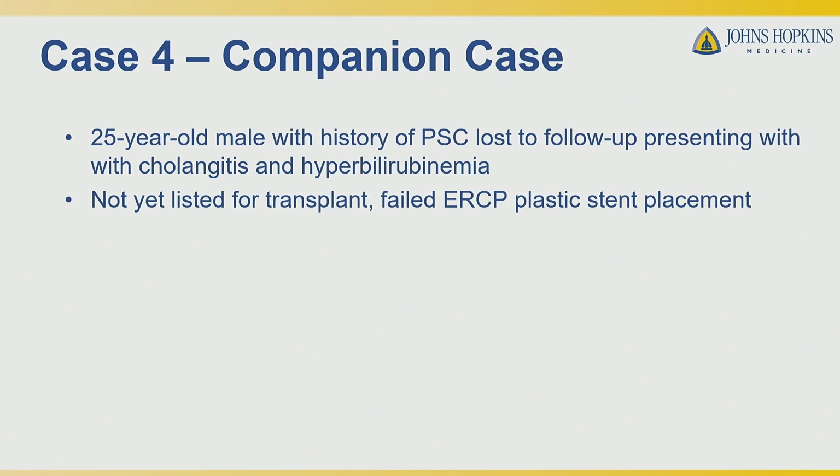This is a quick one. So this is a 25-year-old male with a history of primary sclerosing cholangitis who was lost to follow-up for 13 years and then presented to us with cholangitis and hyperbilirubinemia up in the 30s. He underwent ERCP with plastic stent placement. Unfortunately, that didn't do much.